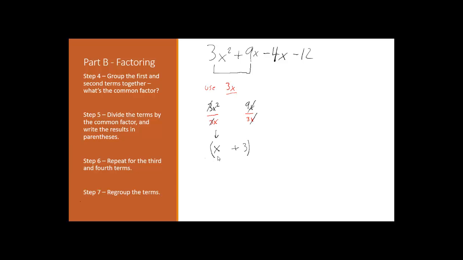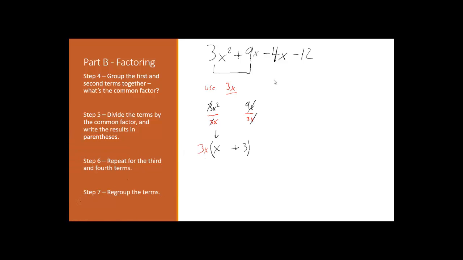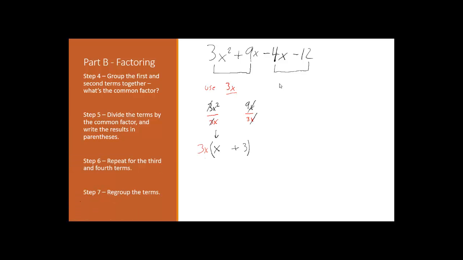Now we're going to put the numbers we just found in parentheses. One more thing, on the outside of the parentheses, again I will write this in red, we're going to put the common factor that we divided by, 3x. And now we're halfway there. Well, let's go ahead and figure out what our common factor for the other 2 terms might be. What should we use that could divide both of those terms?